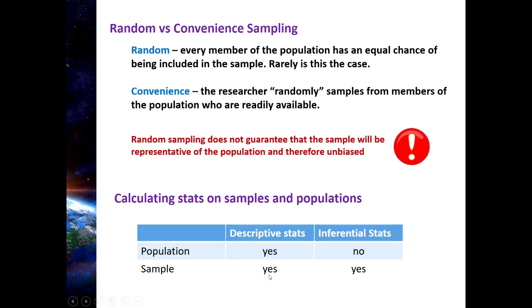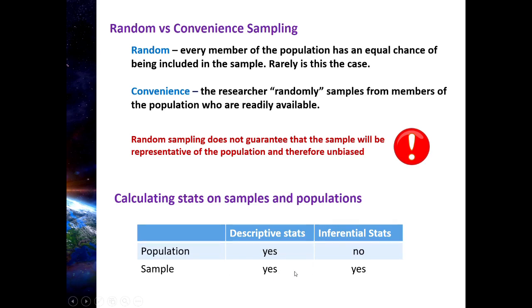Can you run descriptive statistics on the sample? And the answer is yes. I can have a sample of students from campus, and I can calculate the mean of the sample, right? So descriptive statistics can be calculated on both populations and samples. Descriptive statistics can be calculated on any set of numbers, no matter where they came from.